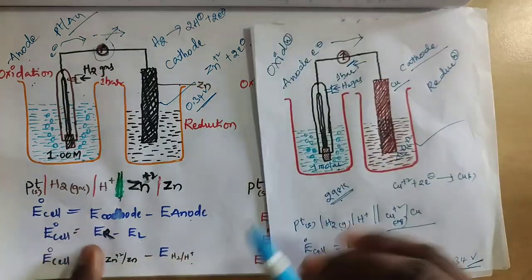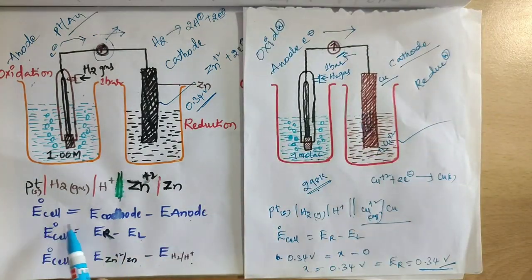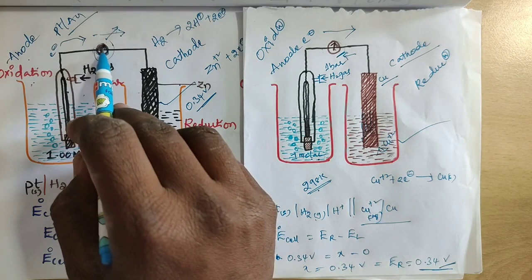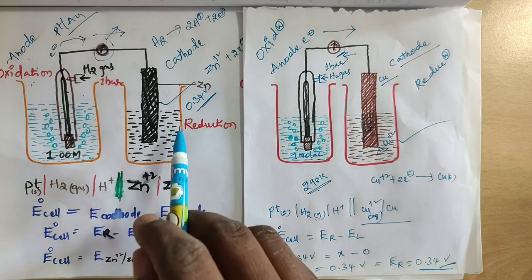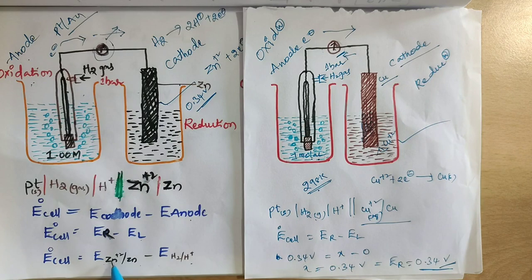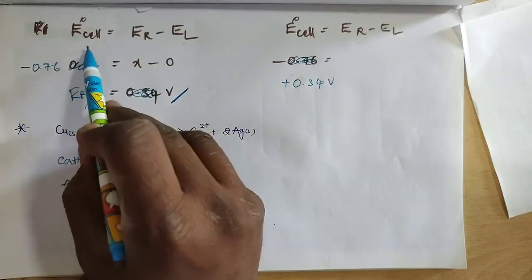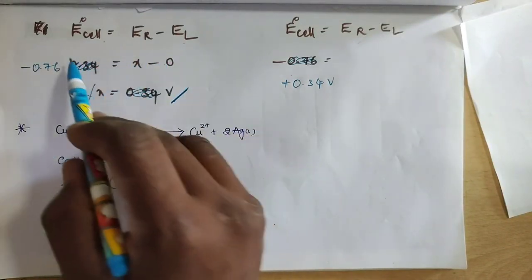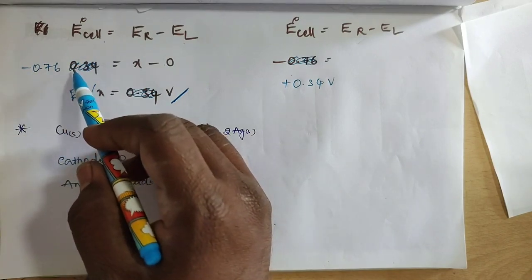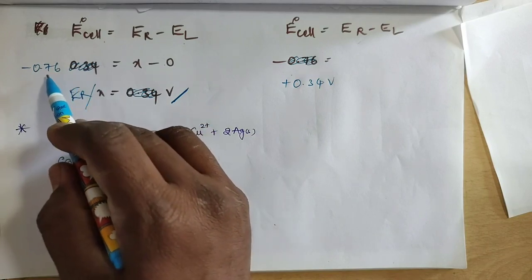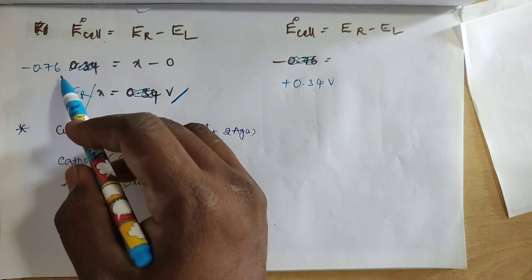Okay. So if we take E naught cell equals E cathode minus E anode, that net potential value is calculated by using a voltmeter. So E naught cell equals E right minus E left. Okay, E right is the cathode, E left is the anode. This one is the right side, this is the left side. So E naught cell equals E of Zn plus 2 by Zn minus E of H2 by H plus. So E naught cell equals E right minus E left. So the E naught cell value in that electrochemical cell is calculated by the voltmeter as minus 0.76.